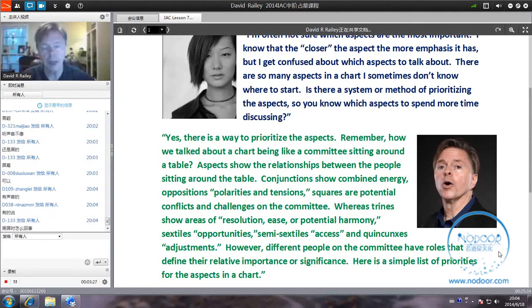Conjunction shows people at the table whose combined energy influences the committee.